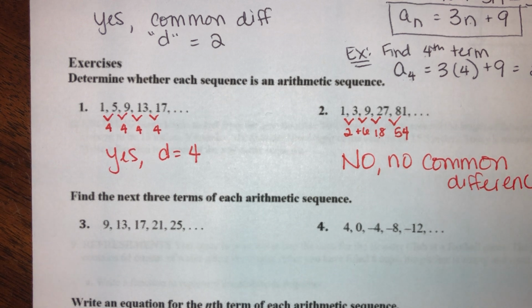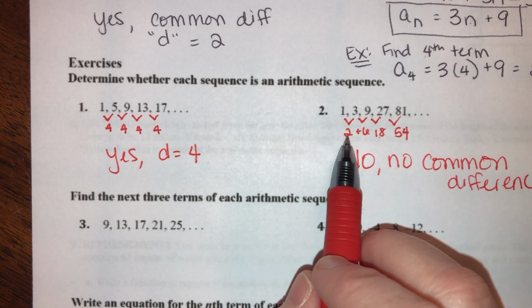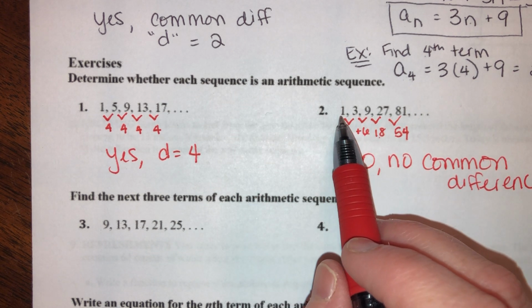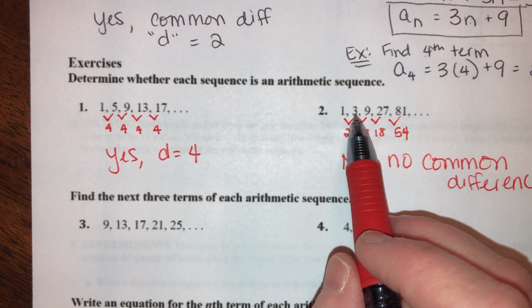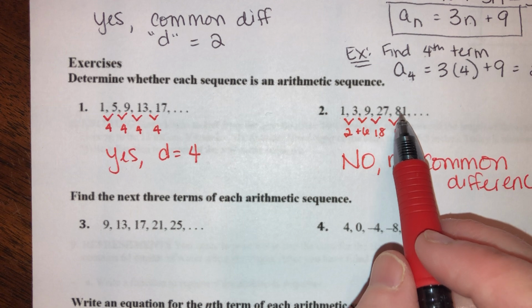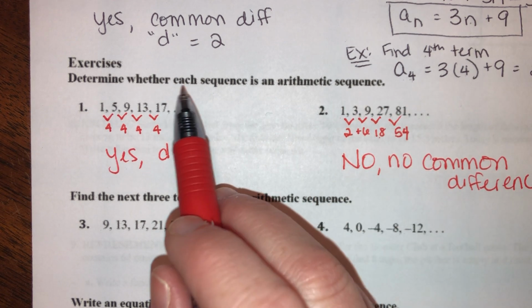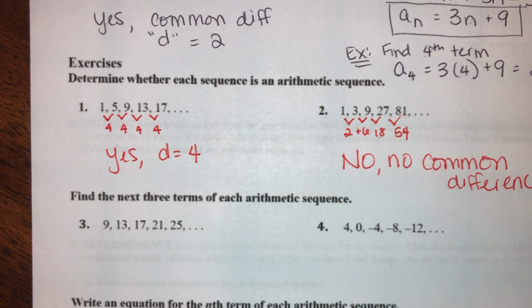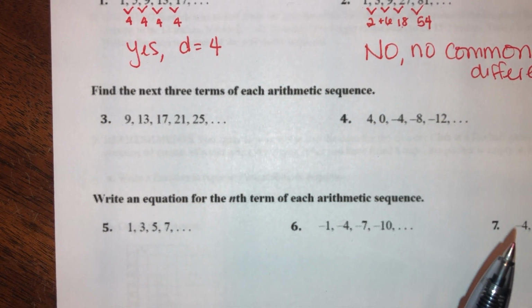There's no amount that I'm continually increasing or decreasing by over and over. It changes. I increase by 2, then 6, then 18, then 54. Right? It looks like I multiplied by 3. 3 times 3 is 9. 9 times 3 is 27. 27 times 3 is 81. But multiplication does not make an arithmetic sequence. Adding and subtracting does.